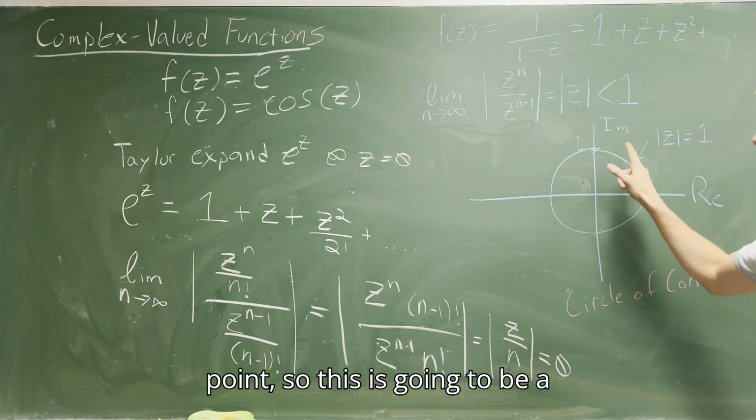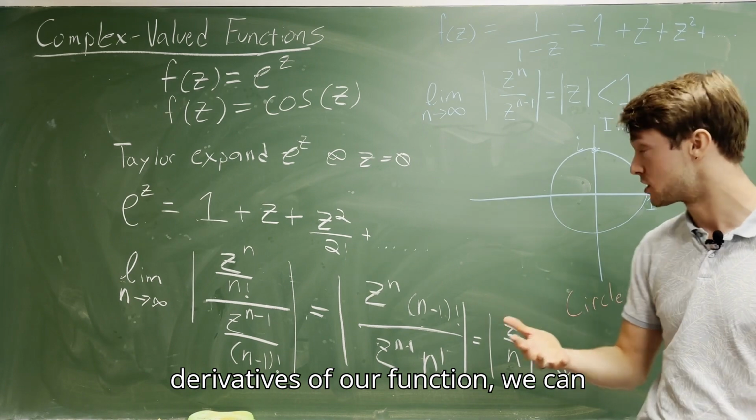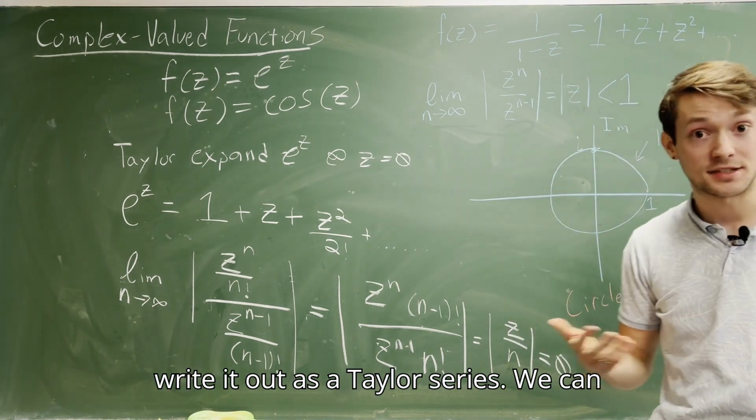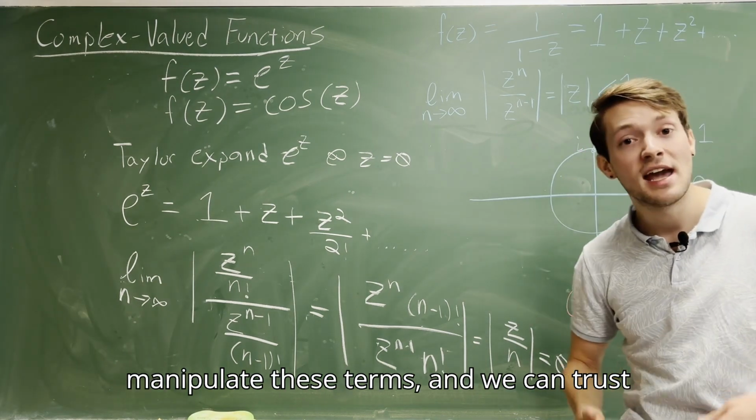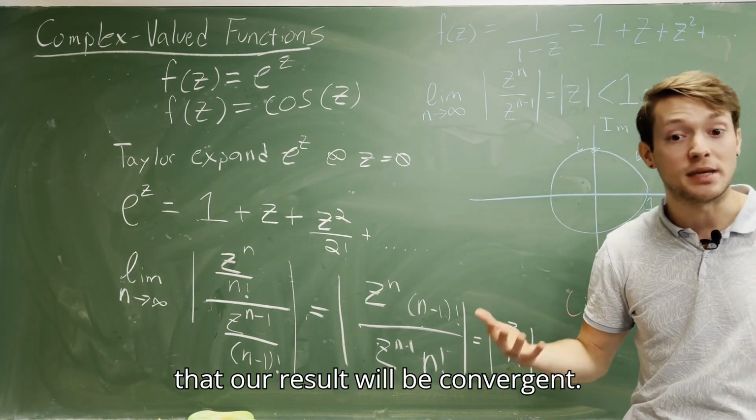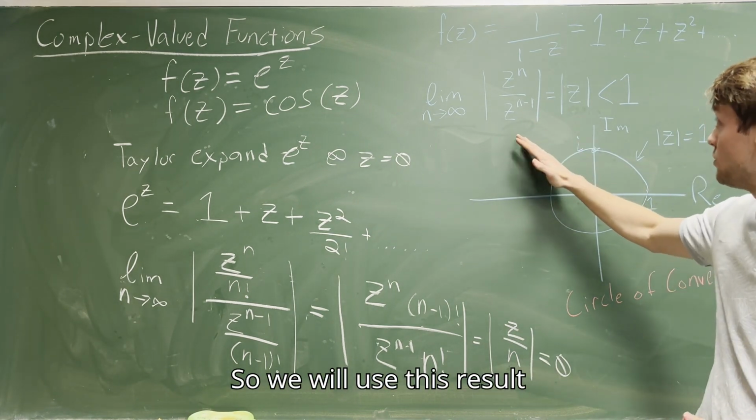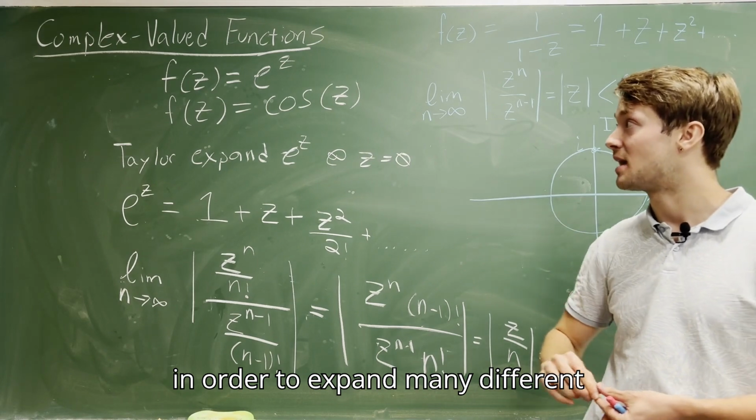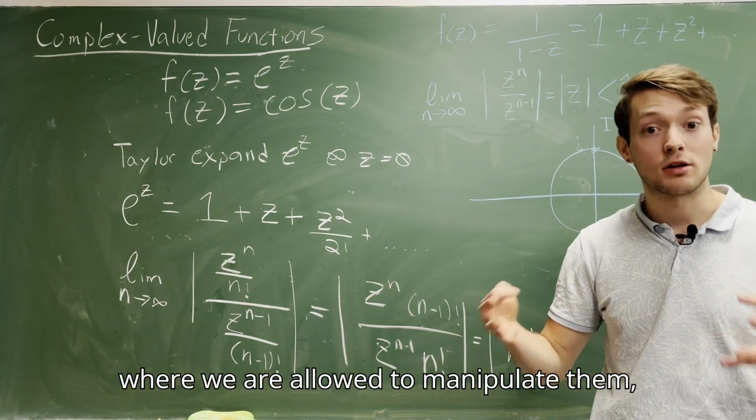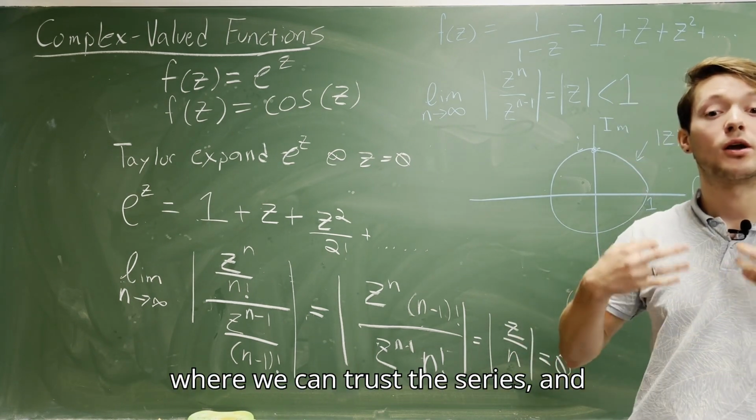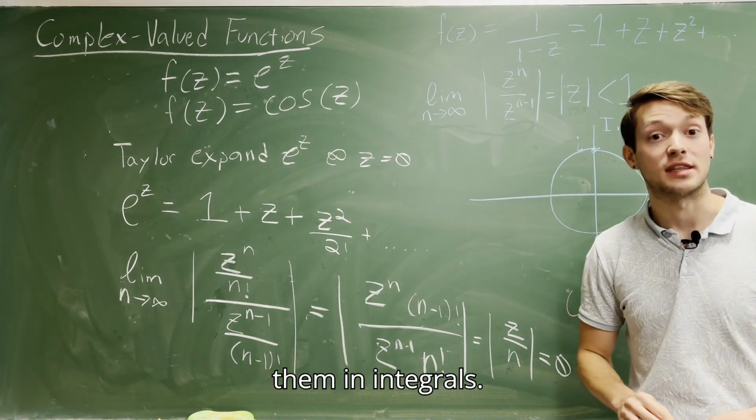So this is going to be a very important property. If we can take derivatives of our function, we can write it out as a Taylor series. We can do calculus on the series, we can manipulate these terms, and we can trust that our result will be convergent. So we will use this result in order to expand many different complex valued functions and know where we are allowed to manipulate them, where we can trust the series, and how to deal with them when we're using them in integrals.